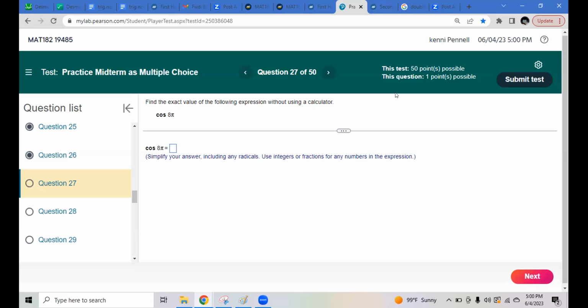It's 8 pi, and the cosine of 8 pi is just going around the unit circle 4 times, right back to where you started at 0. Wait, why do you go around it 4 times? So every time you go around the unit circle, it's 2 pi. Oh, okay. Yeah, that makes sense. And then let me pull up unit circle, one second.